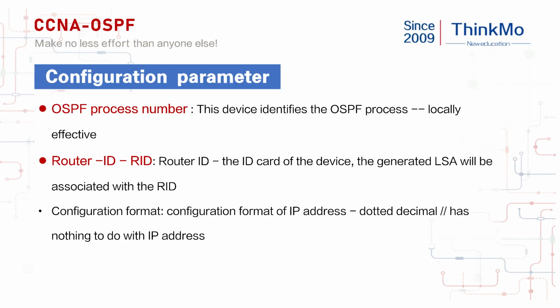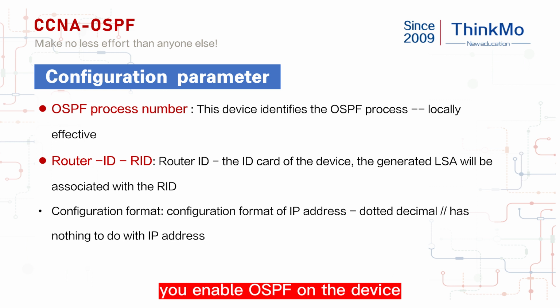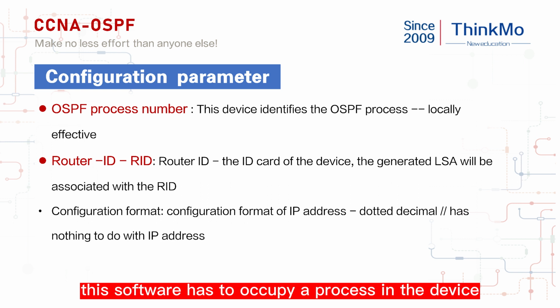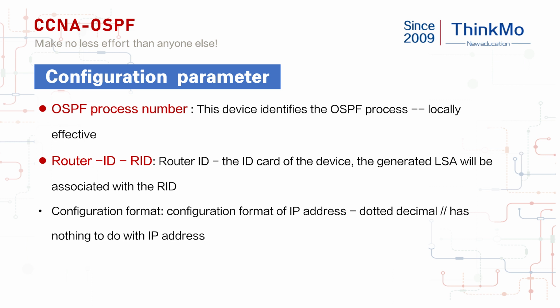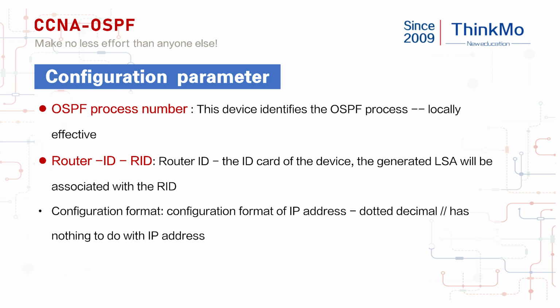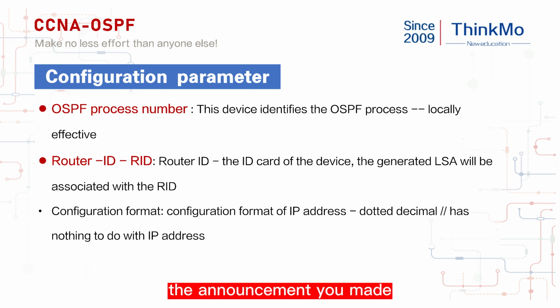OSPF is the same. You enable OSPF on the device. You can understand it as software on the router. This software is called OSPF. Then this software has to occupy a process in the device. It needs to call some hardware performance inside for calculation. Then there will be a special space range for maintaining internal data. We call it a process. Then under this process, information about all your interactions, configuration you made, the announcement you made, will be owned by the process. It will help you maintain and calculate.